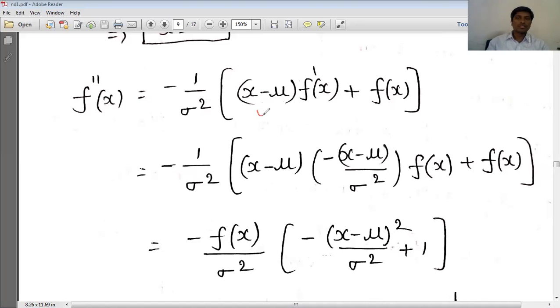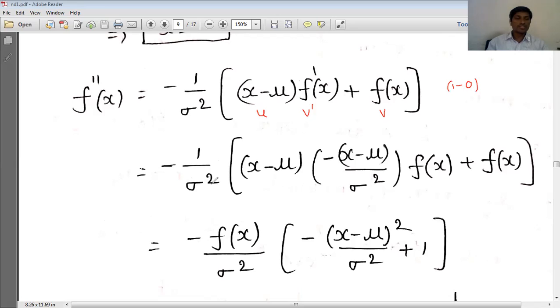So this is u as this, and the derivative of v is nothing but v dash, plus v is nothing but f of x and u dash. So the derivative of this one: x derivative is 1 and mu is a constant. The derivative of mu is 0. So 1 minus 0 is nothing but 1. So 1 into f of x, f of x. So for that we wrote x minus mu into f dash of x plus f of x.